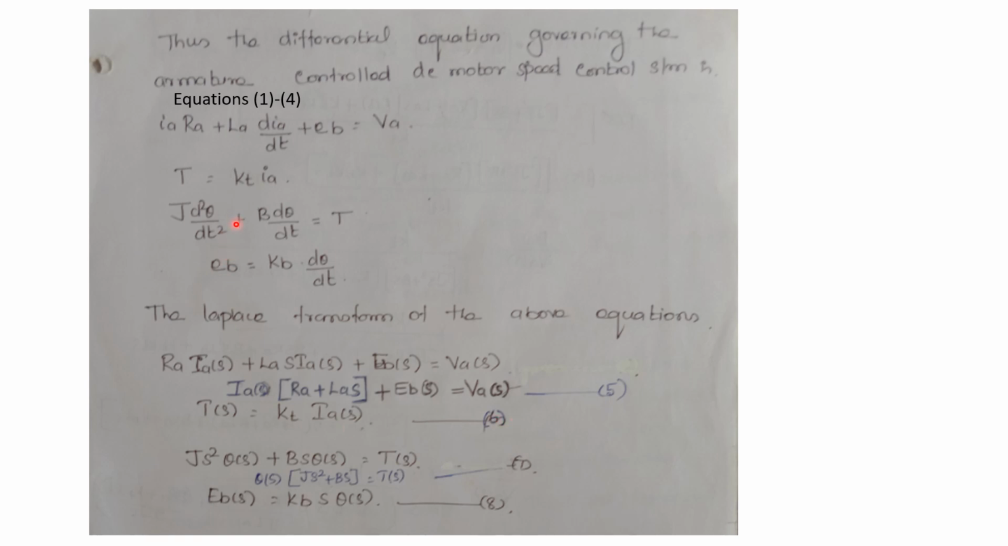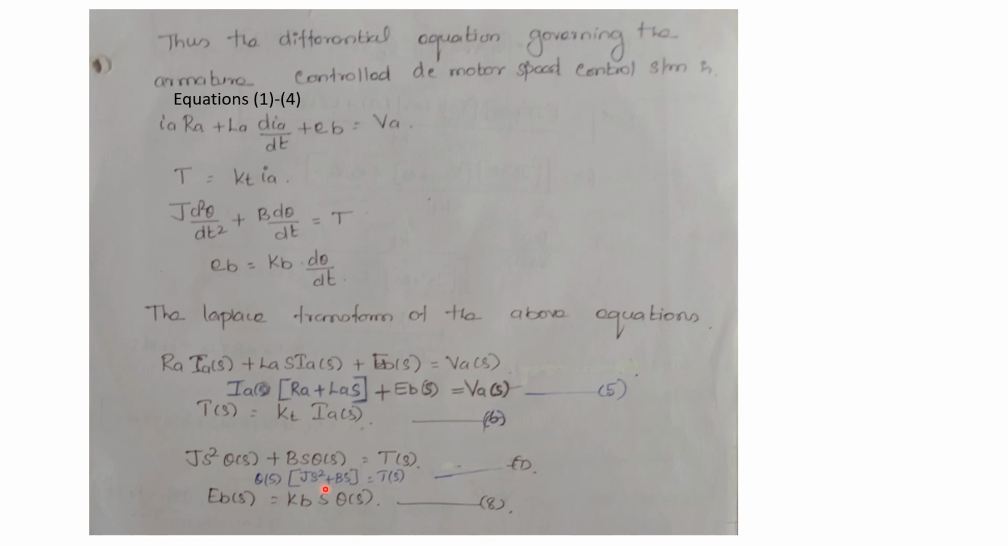Now for the third equation, we are going to find the Laplace transform. J and B are constants, so we can take them outside. Then d squared by dt squared: the Laplace transform of this term will be s squared into theta of s, plus B into the Laplace transform of d by dt, which is s into theta of s. That will be equal to capital T of s, as this is also a torque. On the left side, theta of s is common, so we can take theta of s outside.